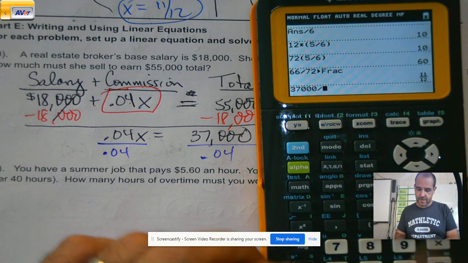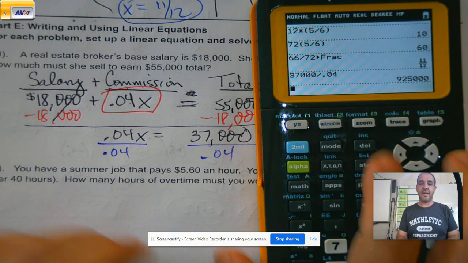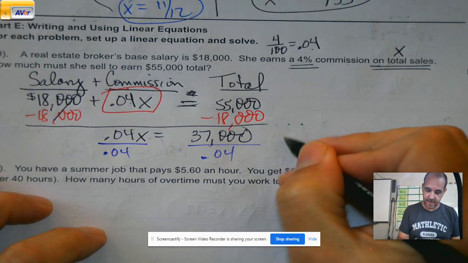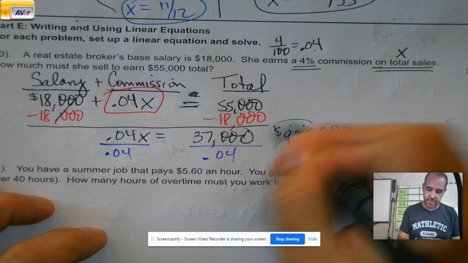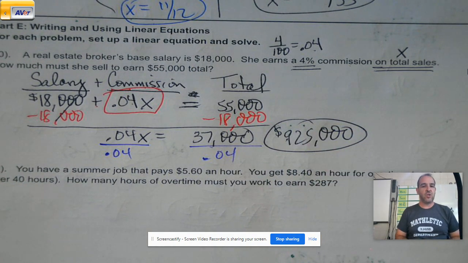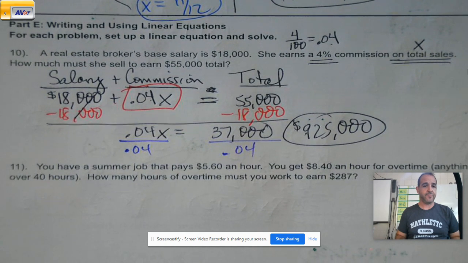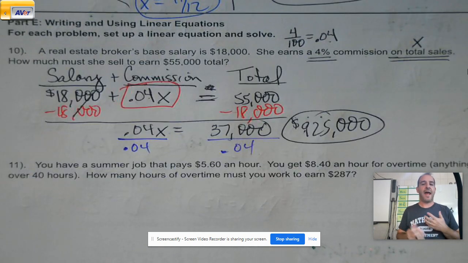37,000 divided by 400. 925. Almost $1 million is going to need to be sold to get that 55,000 that we're hoping for. Okay. But again, practicing on these, and these are ones I can help out with too if we have some issues.